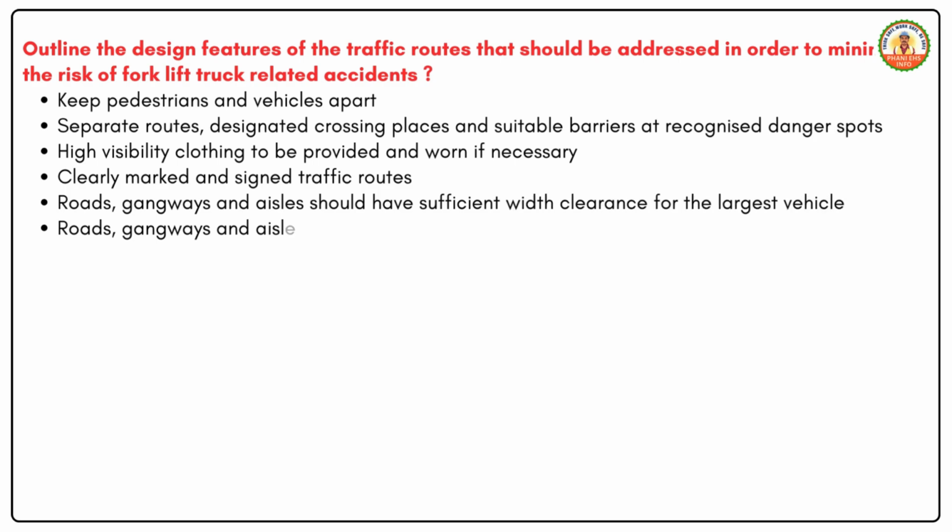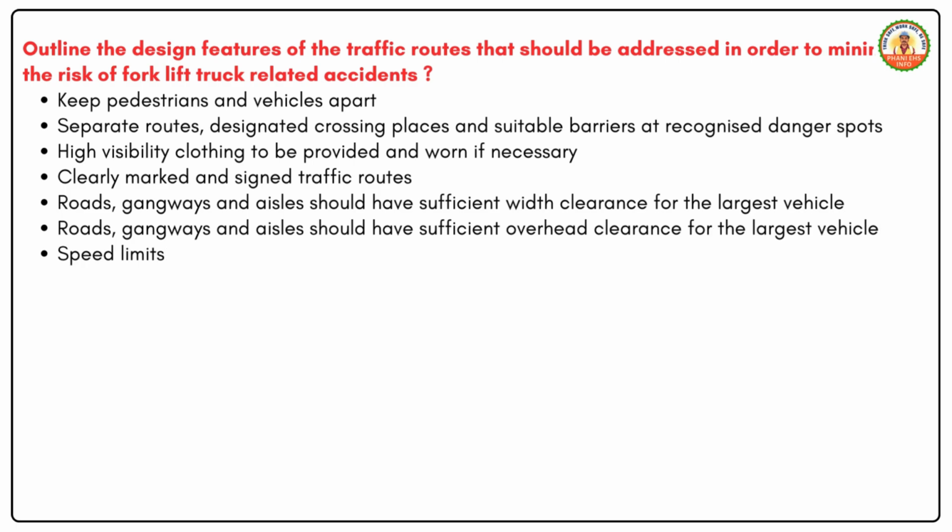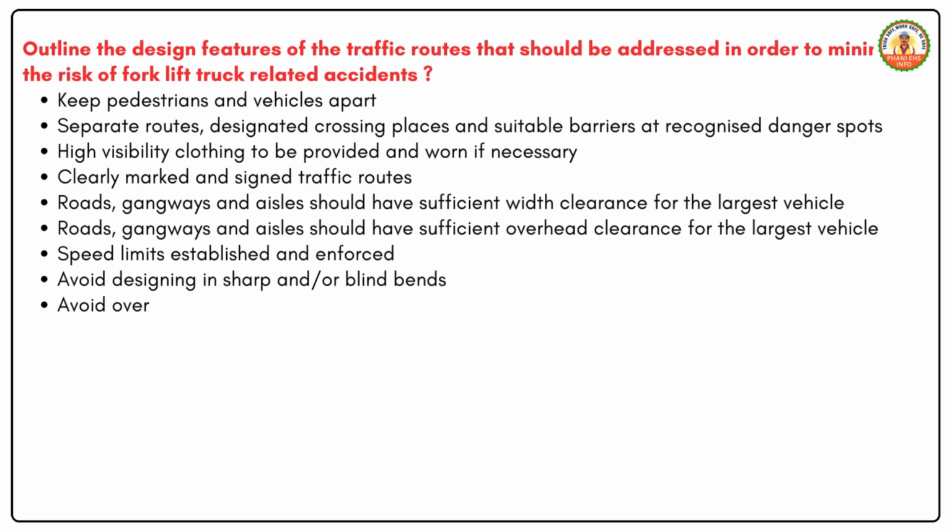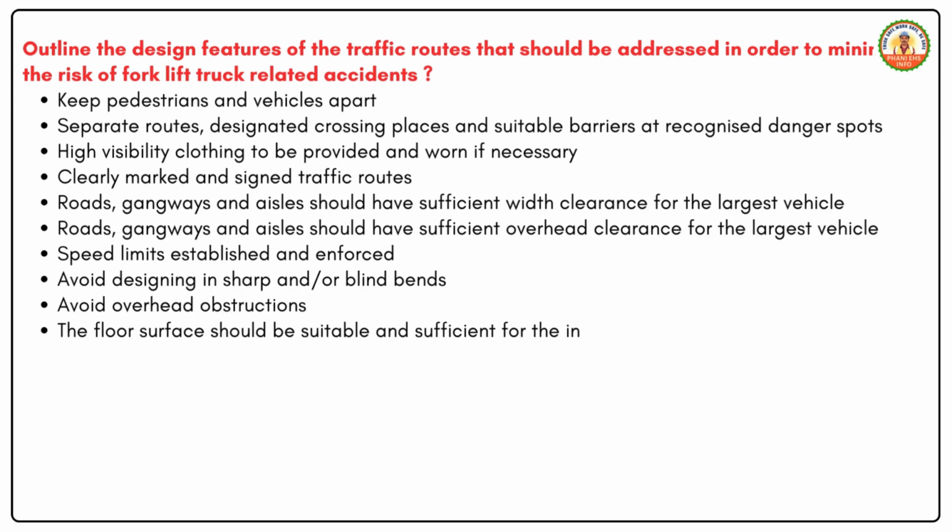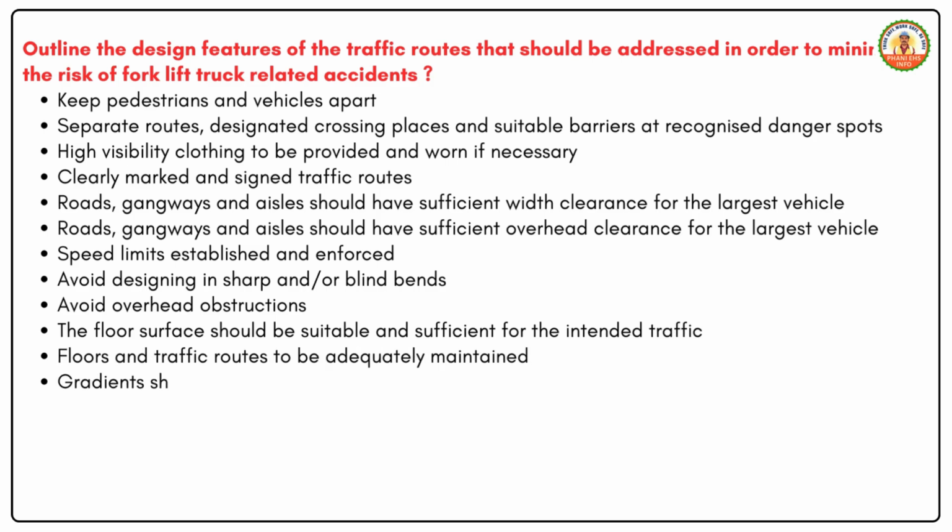Roads, gangways and aisles should have sufficient overhead clearance for the largest vehicle. Speed limits established and enforced. Avoid designing in sharp and/or blind bends. Avoid overhead obstructions. The floor surface should be suitable and sufficient for the intended traffic. Floors and traffic routes to be adequately maintained.